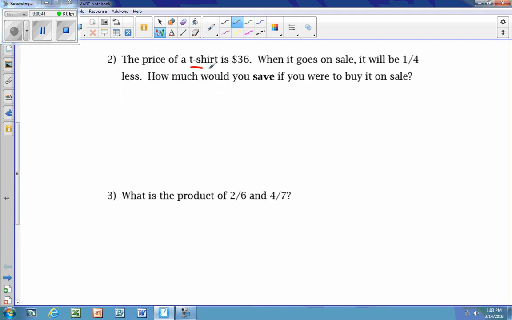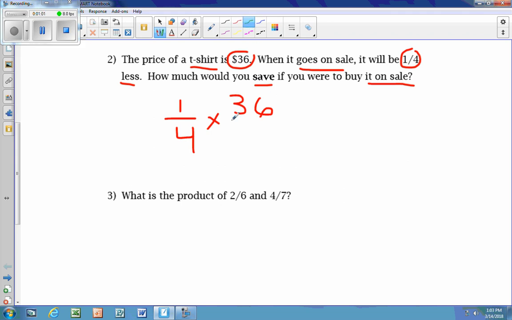Next, the price of a t-shirt is $36. It goes on sale. It will be 1/4 less. How much would you save if it were on sale? We're not trying to find out the sale price. We just want to know what we're going to save. So 1/4 of the 36 is what we're saving. This time I could put a 1 underneath, but I don't need to do that because I can do 36 divided by 4 is 9, and 9 times 1 is 9, and we know that we saved $9.